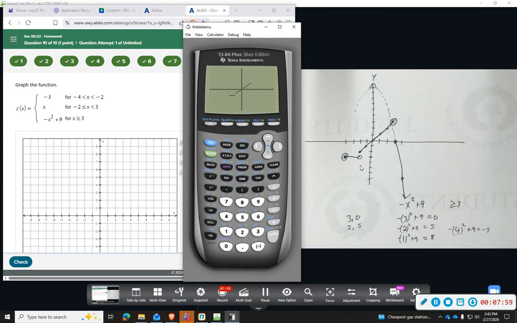Okay. So piecing it together, we have that line, this line, and now I'm looking for this section. So if I go back to y equal, go down to y3, open parentheses, we're going to do -x squared plus 9 divided by, open parentheses, x greater than or equal to 3. Okay. So there's the piecewise function.